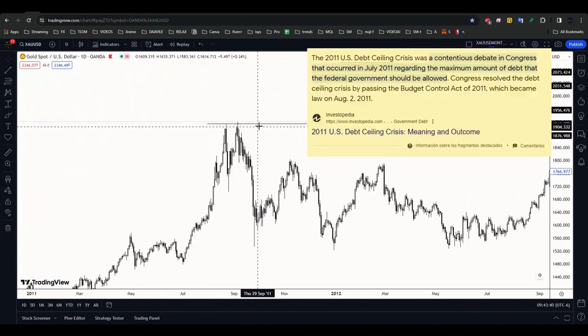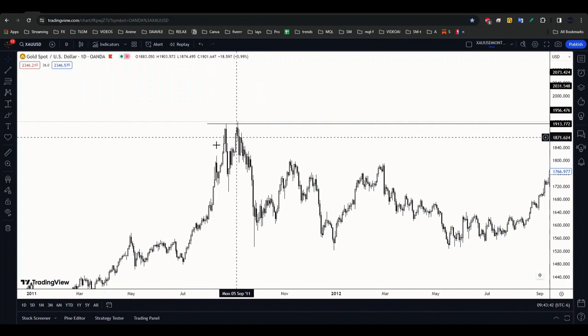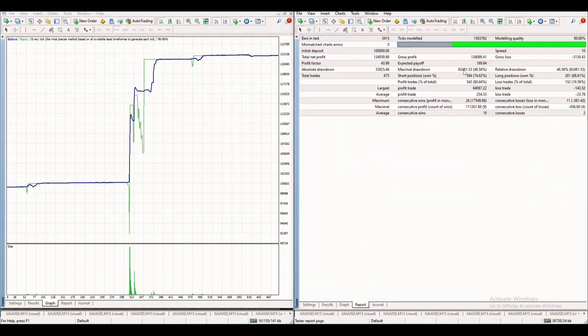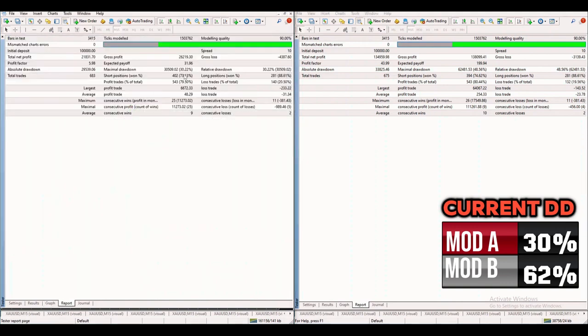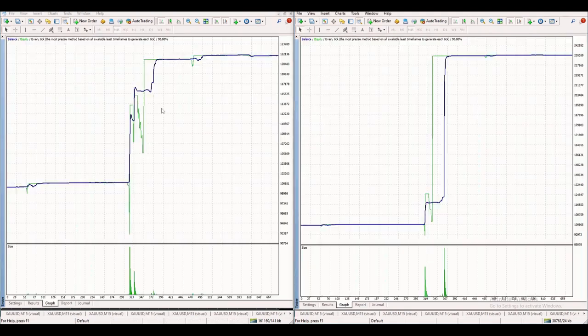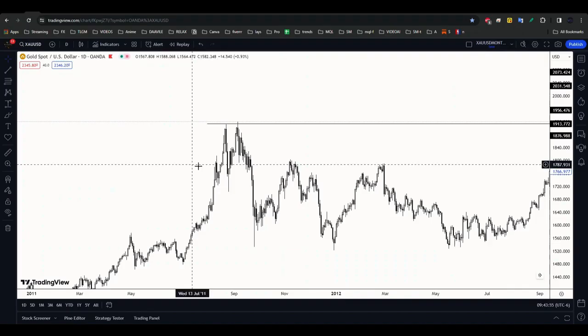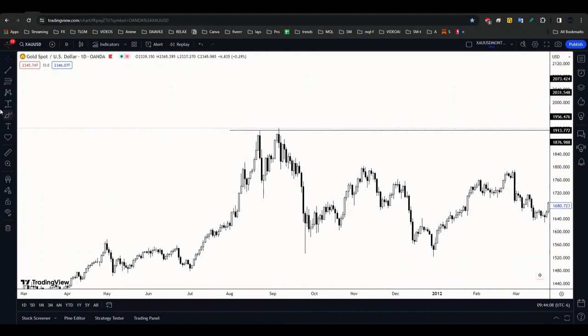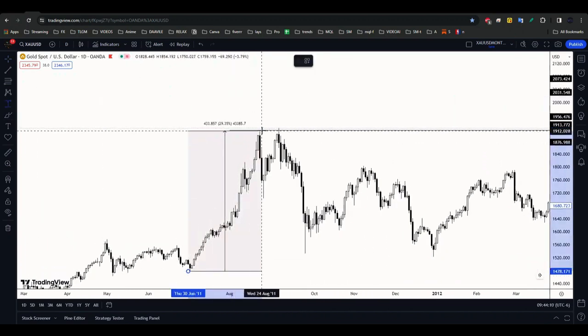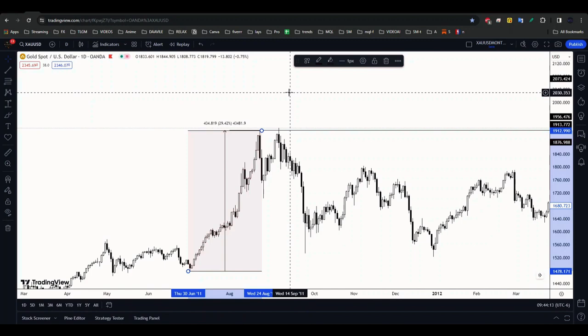We broke all-time high two times, so somewhere at this point I'm having 62% drawdown, and here I'm having 30%. As you can see, it's a very huge difference in drawdown, but also in profit, because here I'm closing way more money than here. So what's going on? The difference between this chart and this one, and I'm going to explain it here, is that when the bull trend starts, let's say this one, this is a $34 move.